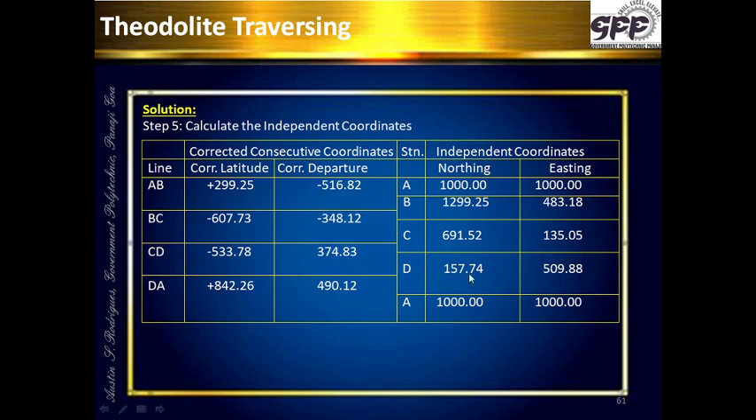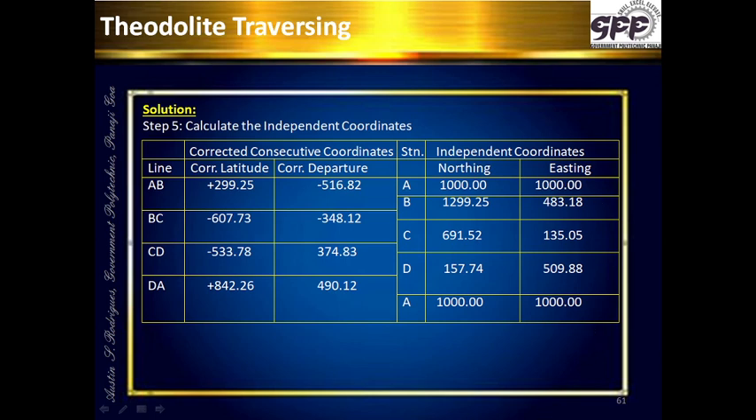So when we are at D, take the northing of the point D, add to it the corresponding latitude of DA, that means 157.74 plus 842.26, that gives me 1000. Now this 1000 matches with the point I started with, so these calculations are correct. Coming to the departure, for the point D, the easting is 509.88. To that, add the corresponding departure of the line DA. So 509.88 plus 490.12, that gives me 1000. That is the point with which I had started.